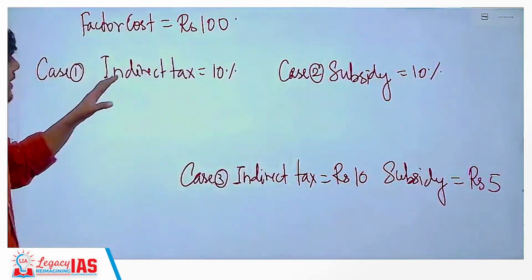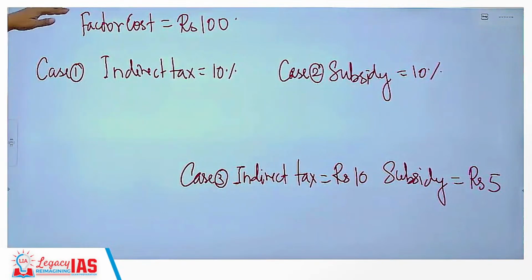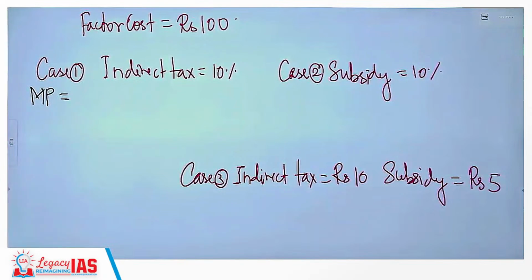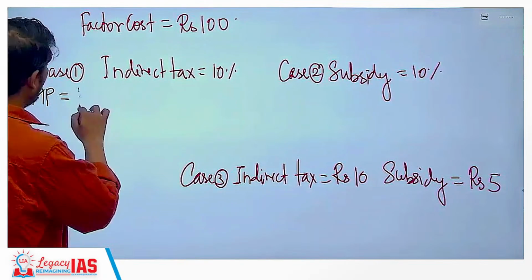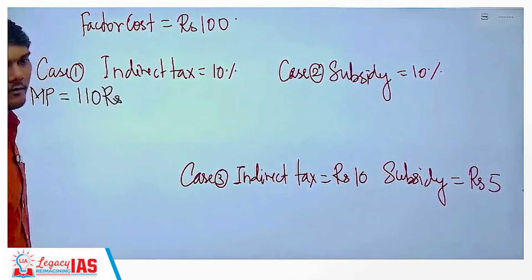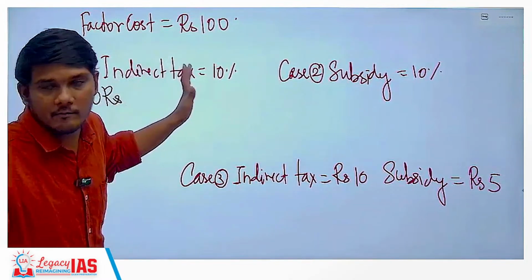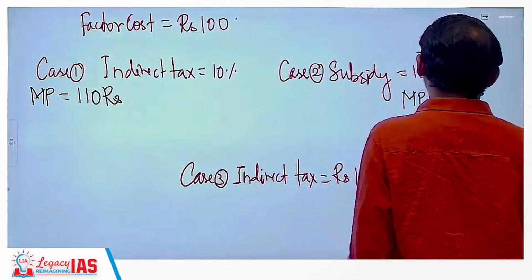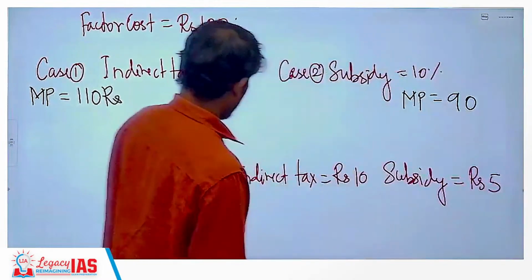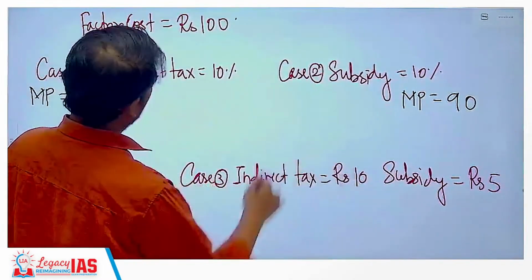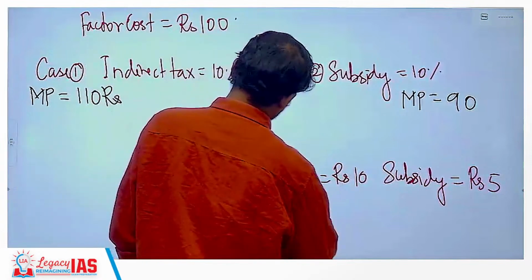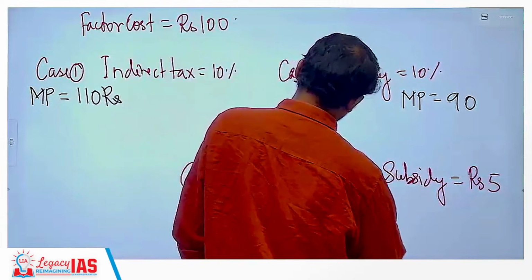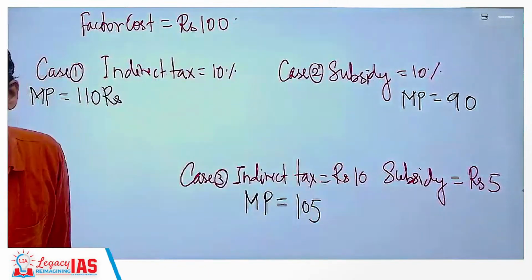So in case 1 where indirect tax is 10%, what is the market price? 110. ठीक है, because there is no subsidy. Here subsidy is 10%. So what is the market price? 90. Here 10 rupees indirect tax, 5 rupees subsidy. What is the market price? Kitna? 105. So how are we getting market price?